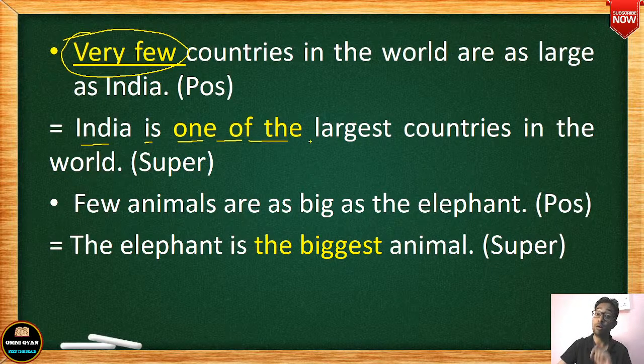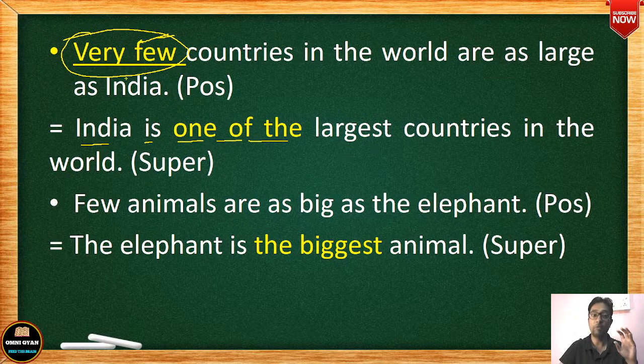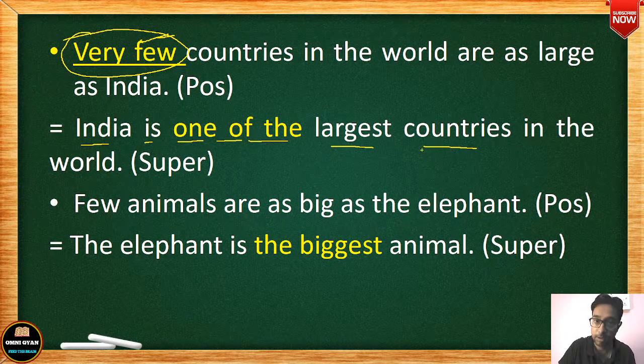India is not the largest country because the word very few is there. That means there could be other countries as large as India. That means India is not the only country which is large. ये आपको याद रखना है. That is why तो very few है ना. तो आपको लिखना है कि India is one of the largest countries in the world. So India is one of the largest countries in the world.